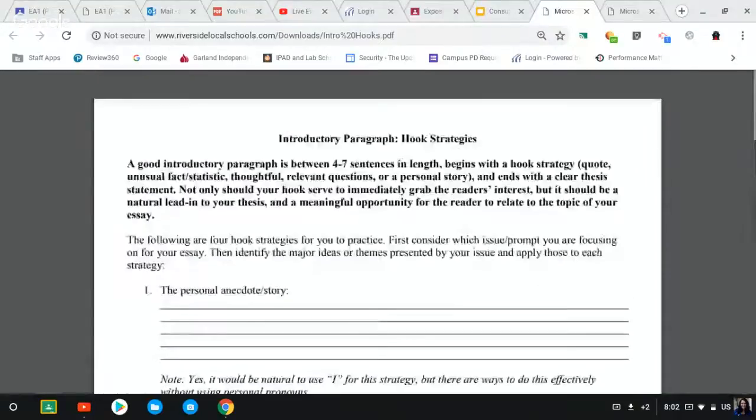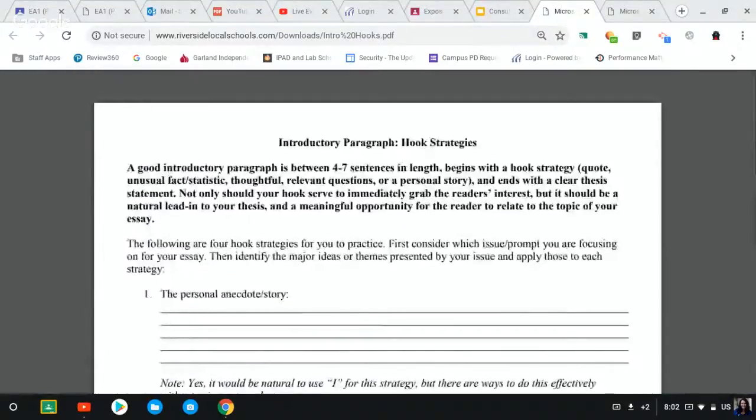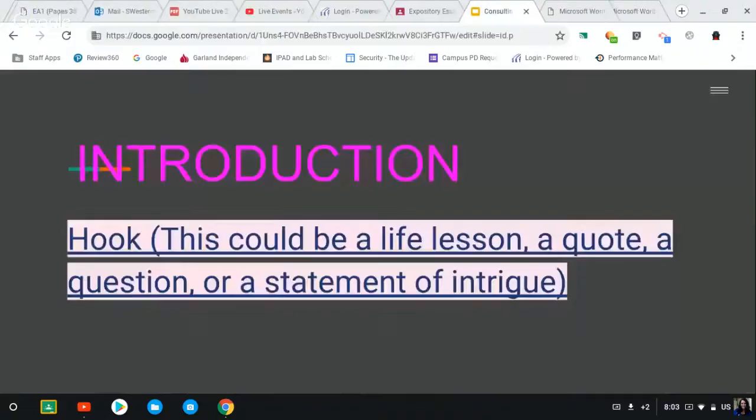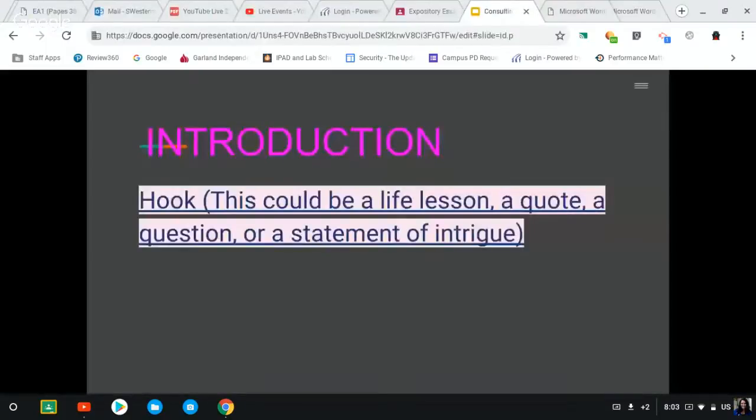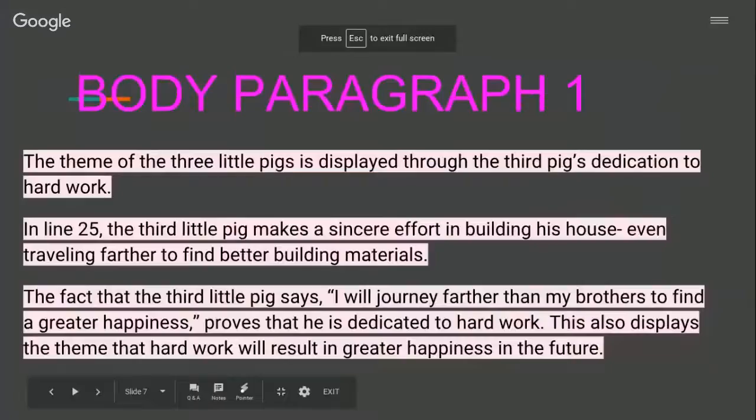Real quickly, I wanted to go up to the top here. Not only should your hook serve to immediately grab the reader's interest, but it should be a natural lead into your thesis. It's one of those meaningful opportunities for the reader to relate to the topic of your essay. So that is the point of your hook, is to draw your reader in.